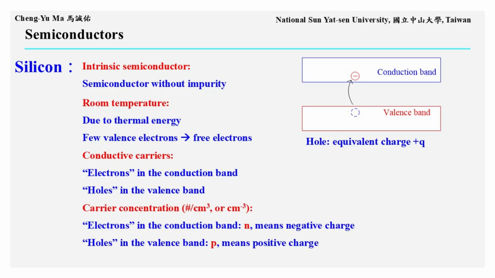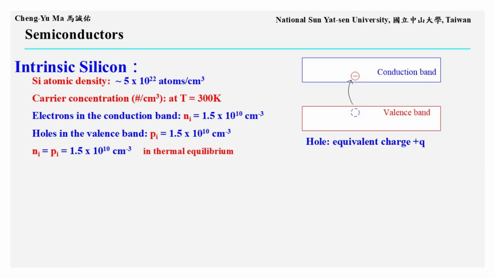The concentration of electrons in the conduction band is represented by the symbol N, because electrons carry negative charge, so N comes from negative. Similarly, the concentration of holes in the valence band is represented by the symbol P, because holes carry an equivalent positive charge, so P comes from positive. Concentration means the number per unit volume. Usually, cubic centimeter is used as the volume unit, so the unit of concentration is the number of conduction band electrons or valence band holes per cubic centimeter.